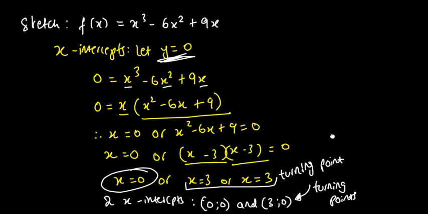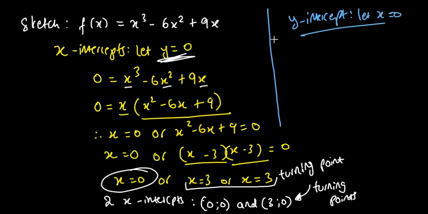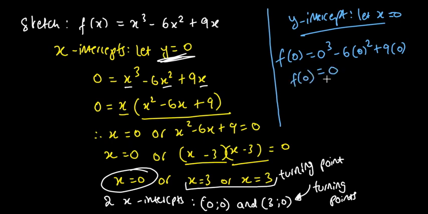So since it's very short, I'm just gonna do it here. For the y-intercept, what do you do? You just let your x be 0. So where you see x, you put 0. So you're just gonna say f of 0 will be 0 cubed minus 6 into 0 squared, and then plus 9 into 0. Okay, the answer is just 0. F of 0 is 0. So what does it mean? When x is 0, your y is what? 0. That is your point.